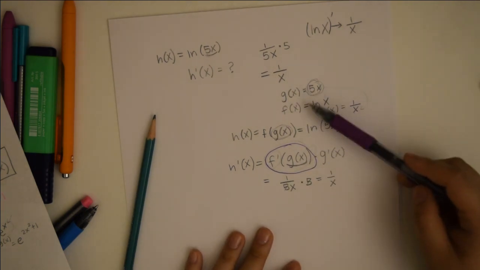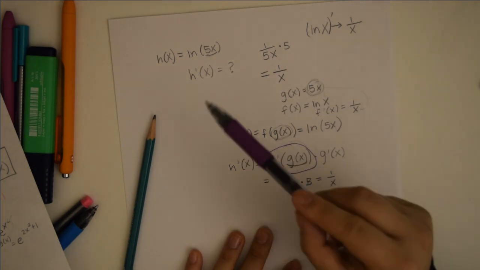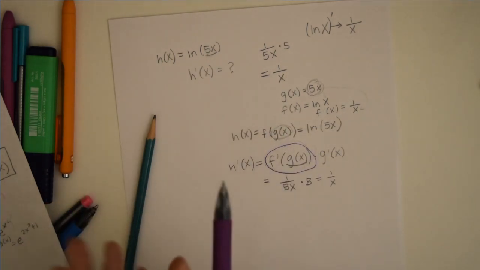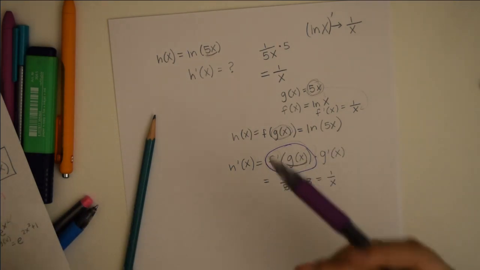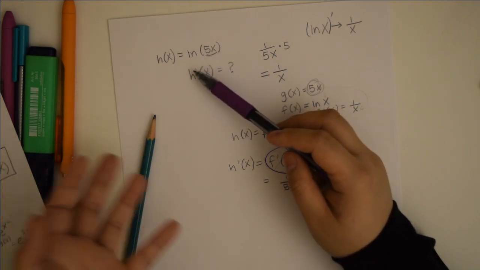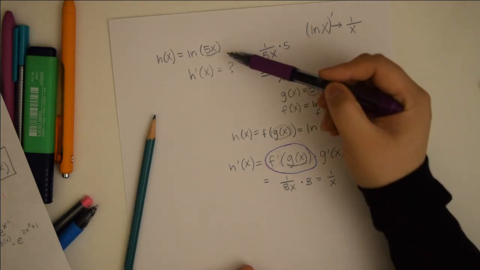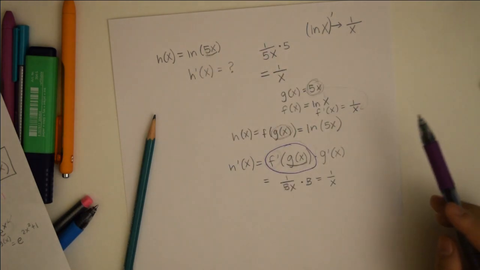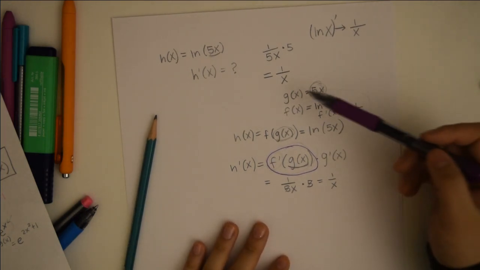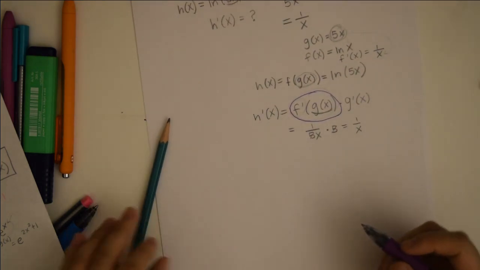So instead of having to write f of x and then find f prime of x and then plug in the g of x, you can start to see that you just take the derivative outside in, basically. Like, okay, the derivative of ln 5x might be 1 over 5x, but then I also need to multiply the derivative of the thing on the inside. So as you get more practice, it will just come easier and you won't necessarily need to write out f of x and g of x every single time.